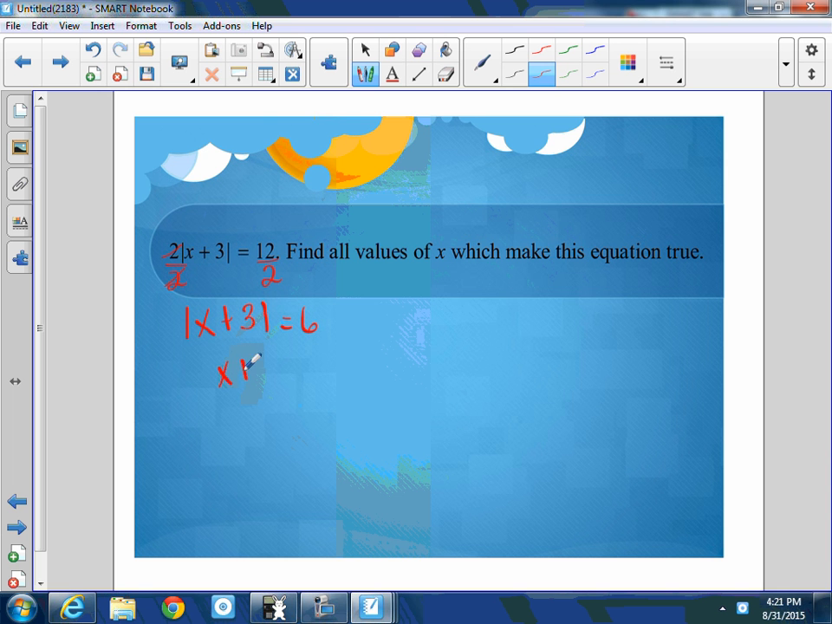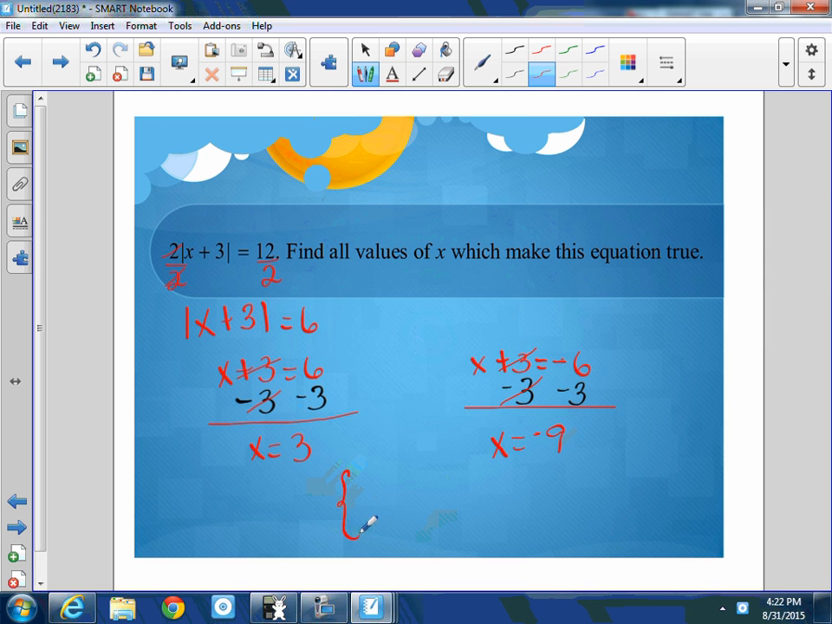So let's go ahead and solve both equations. Alright, so we're going to have to take away 3 to solve that first one. That is 0. So x equals 6 and negative 3, or 6 minus 3 would be 3. Same thing over here. That it would be 0. And negative 6 and negative 3 would be negative 9. So the solution, or the values of x that makes this equation true, would be 3 and negative 9.